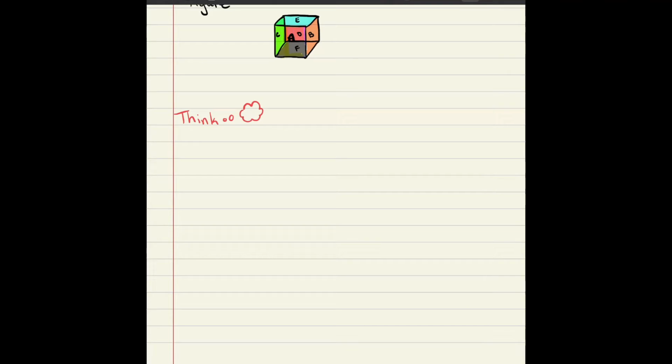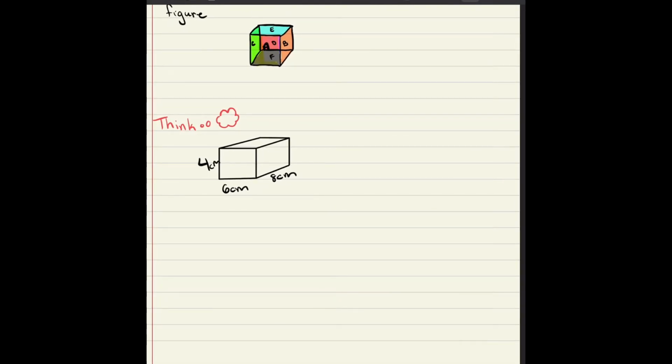All right, so let's look at our think question. If I have this shape, this rectangle here, and I want to wrap it, I want to cover all the surfaces of this present. And it's 4 centimeters high, 6 centimeters long, and 8 centimeters wide. If I were to draw a net for this, remember I want to start like I'm unfolding it. Let's see what our base is.